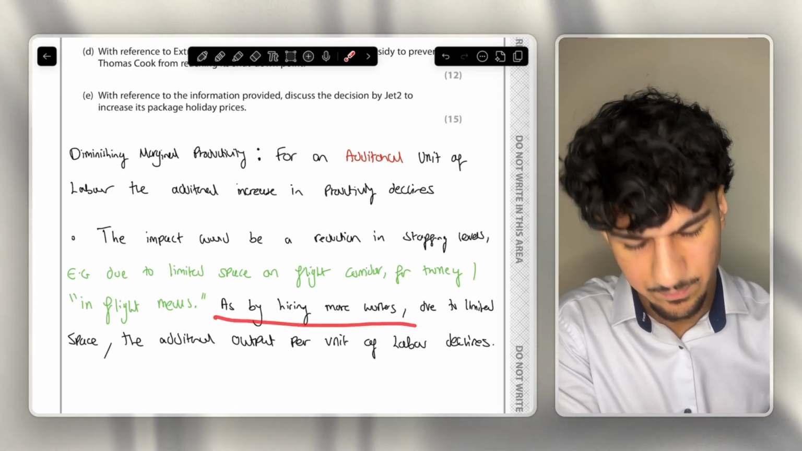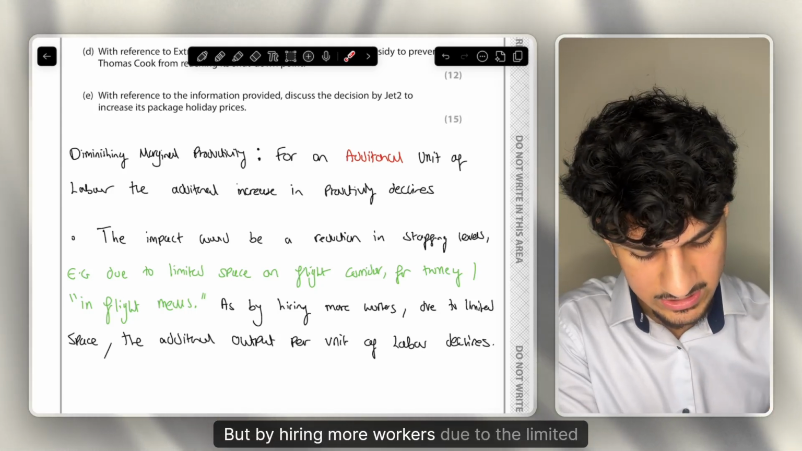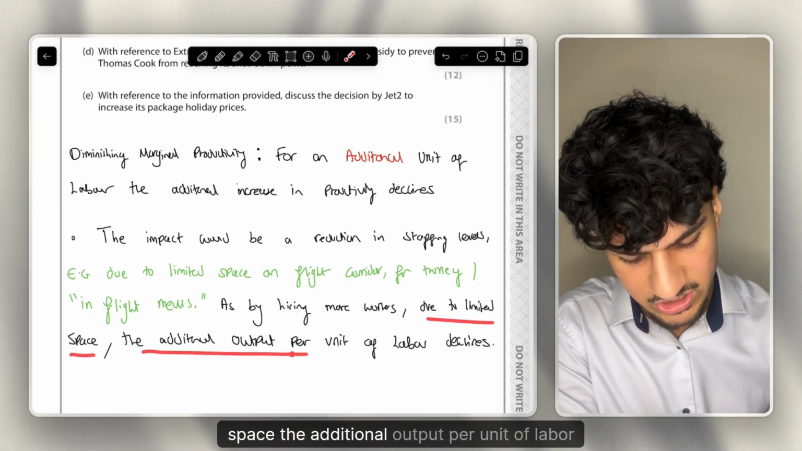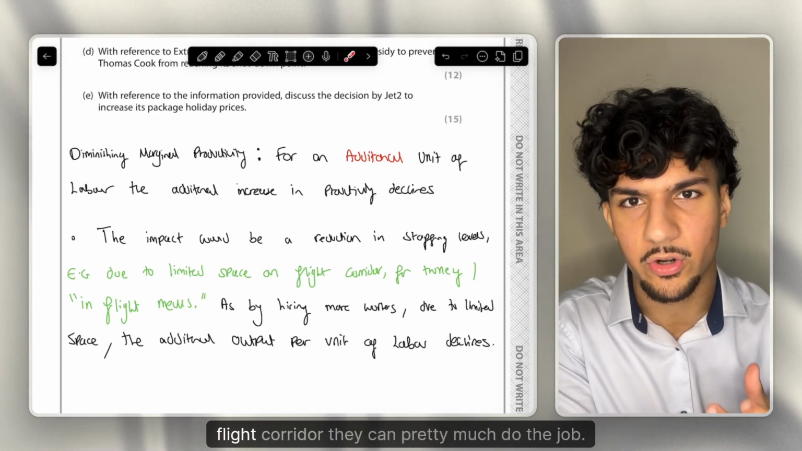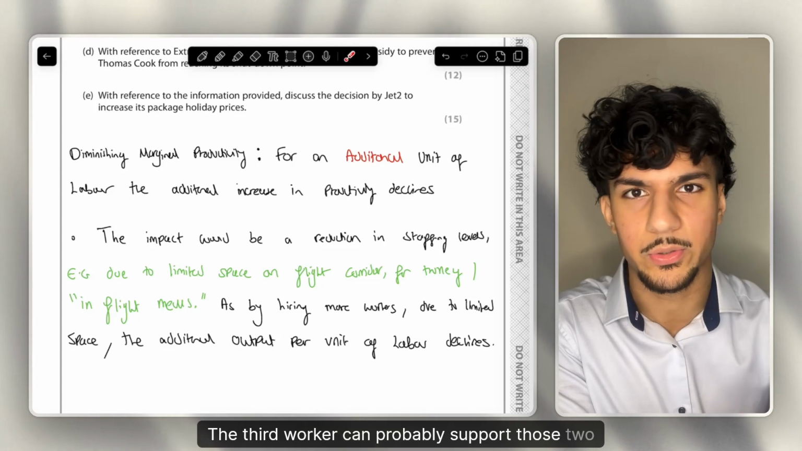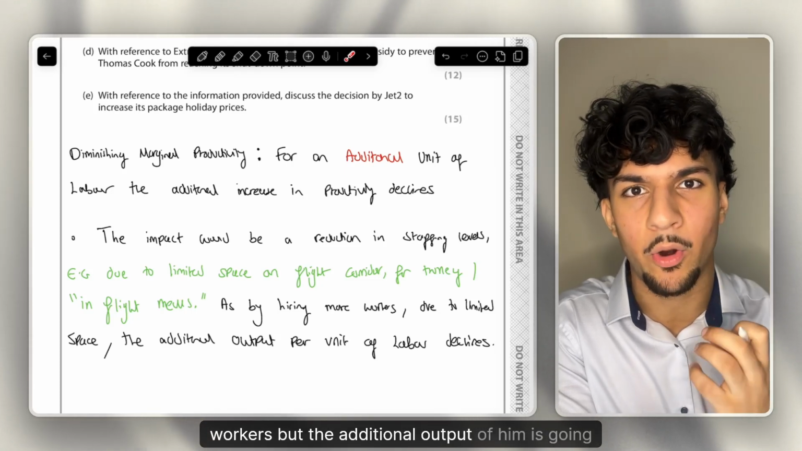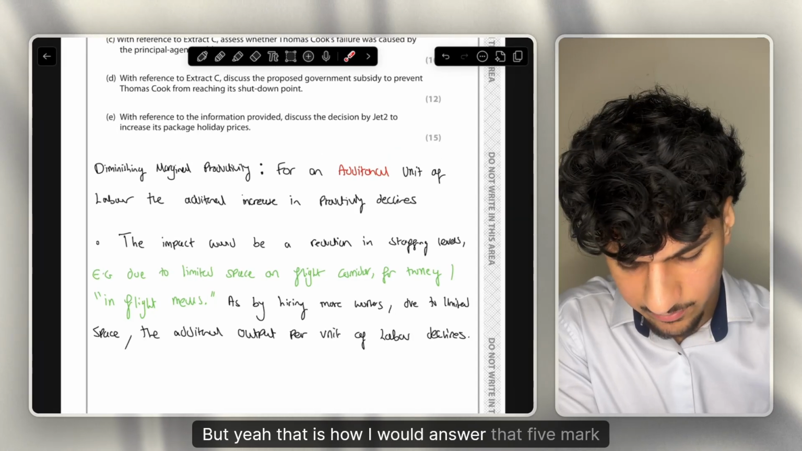By hiring more workers, it's essentially what you learn in specialisation and division of labour, but due to the limited space, the additional output per unit of labour declines. By having 2 workers on that flight corridor, they can pretty much do the job. The third worker can probably support those 2 workers, but his additional output is going to decline compared to the first 2 workers. But yes, that is how I would answer that 5-mark question.